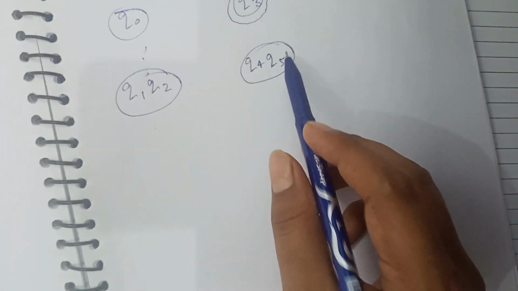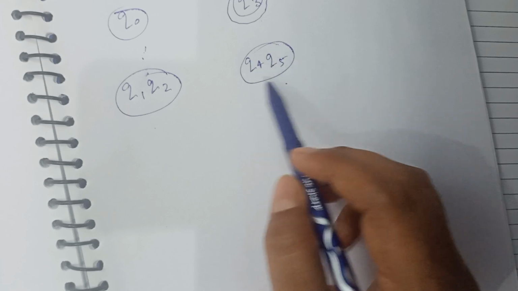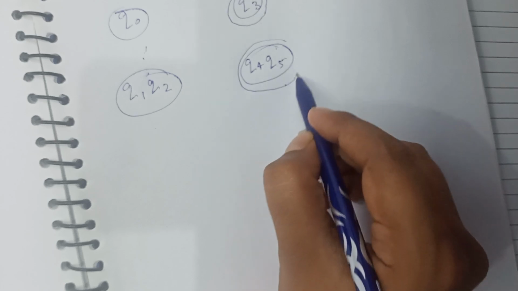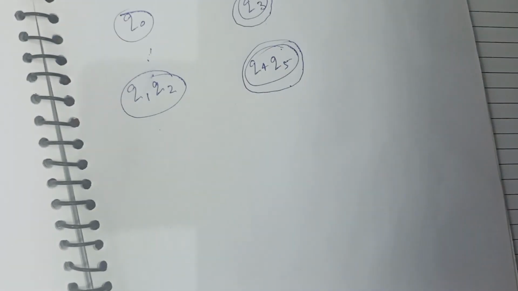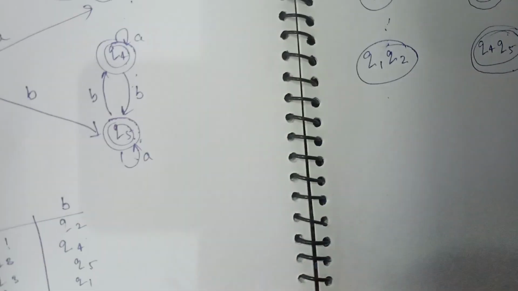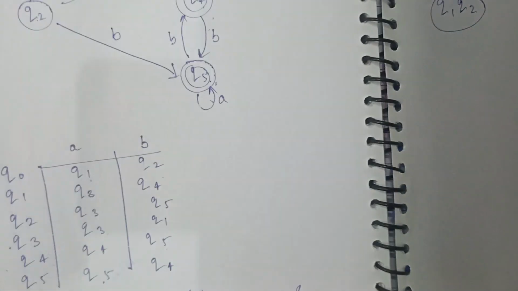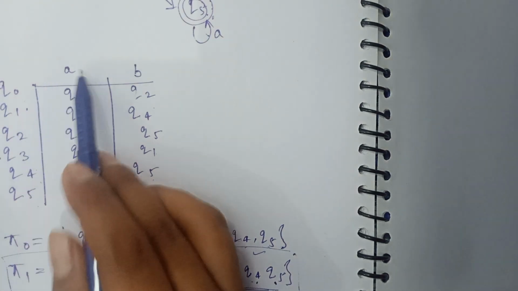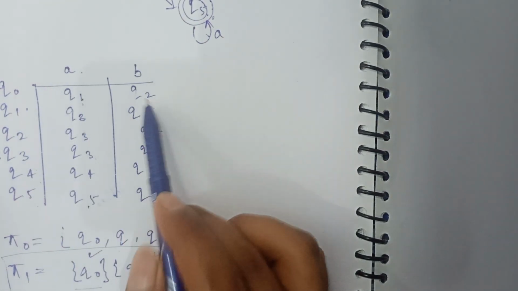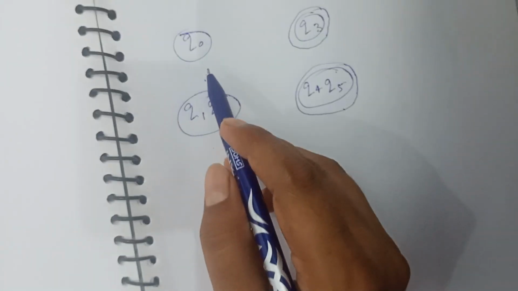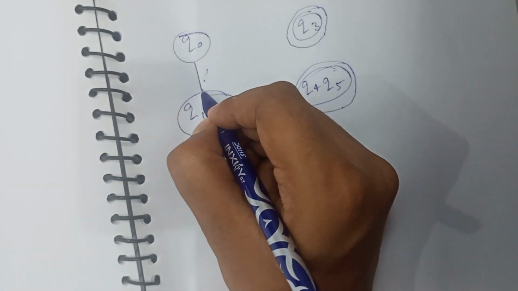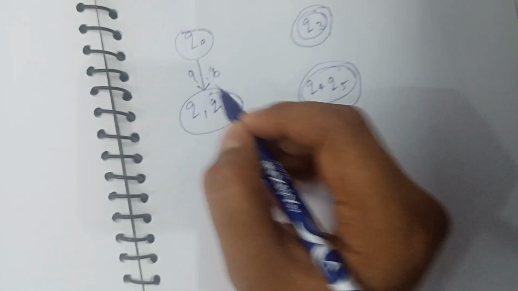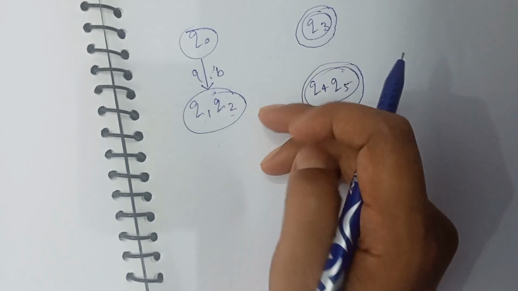Here Q4 and Q5 are together and make one state, so we will encircle both Q4 and Q5 as one. So this is a final state. Now see here, for Q0: for A it goes to Q1, and for B it goes to Q2. So we will make it here. Q1 and Q2 both are in the same state, so we will make it in this way.